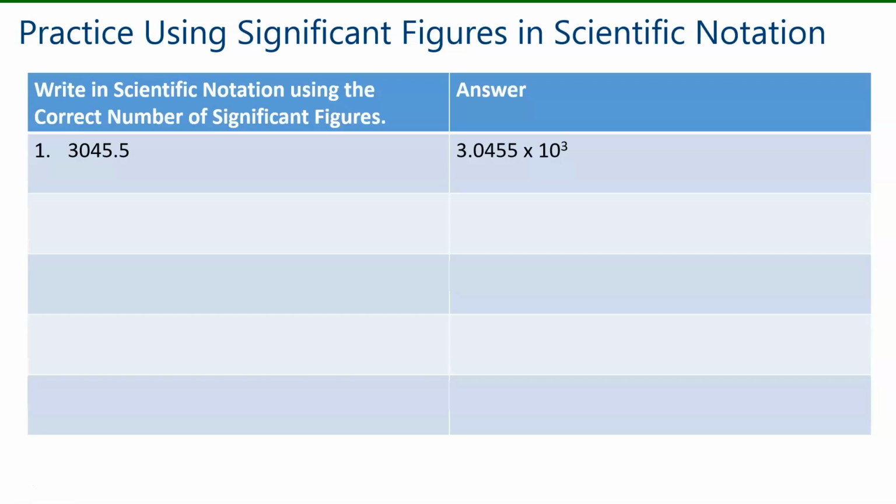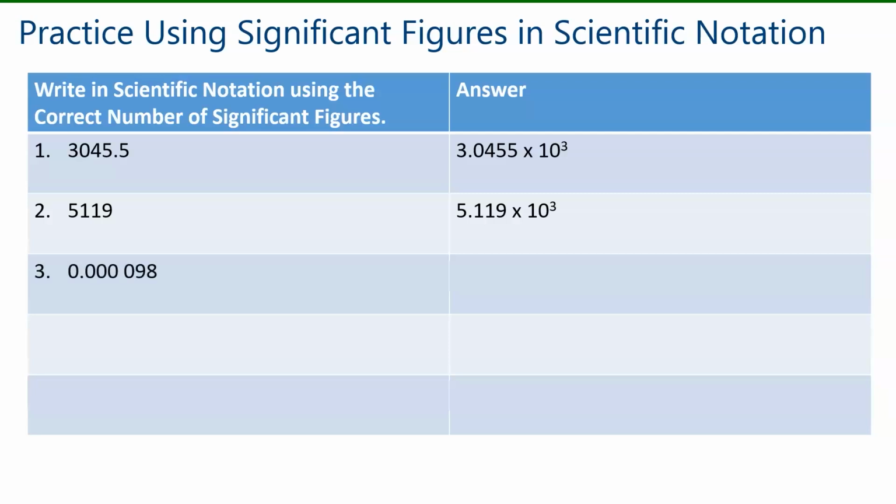And our answer is 3.0455 times 10 to the 3. There were 5 significant digits in our original number, and there are 5 significant digits in our answer with scientific notation. Next, we have 5,119. And the answer is 5.119 times 10 to the power of 3. There were 4 significant digits in the number, and there are 4 in the number with scientific notation.